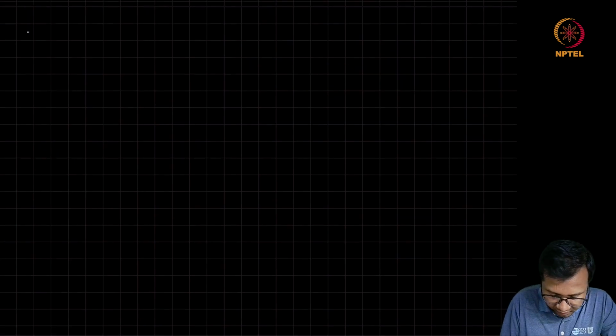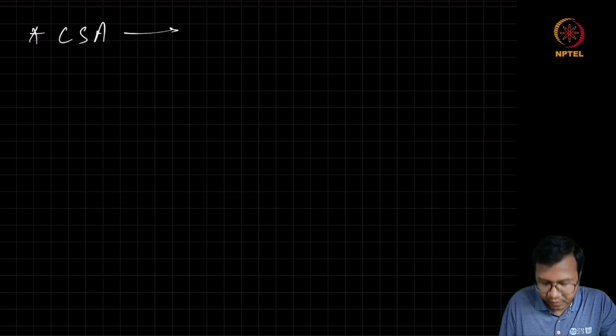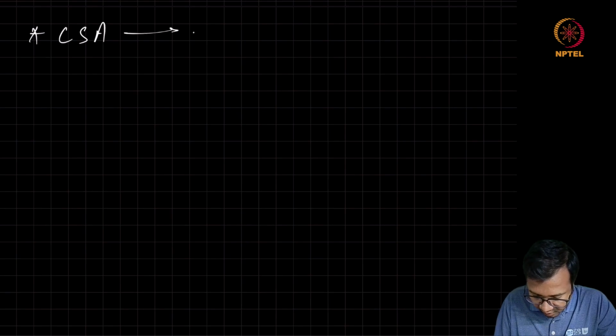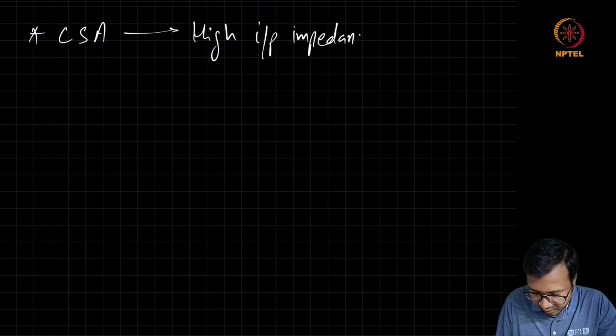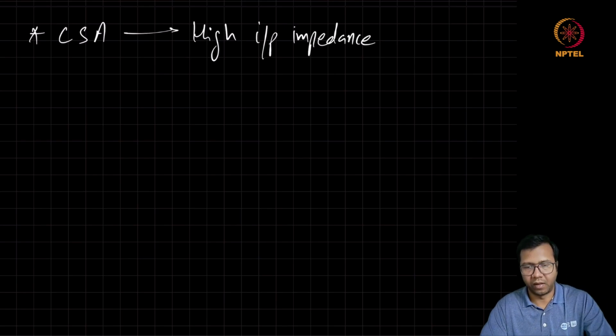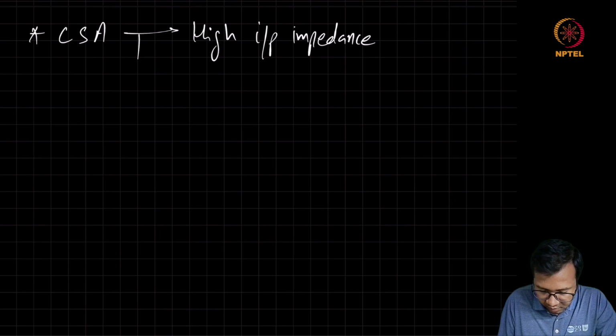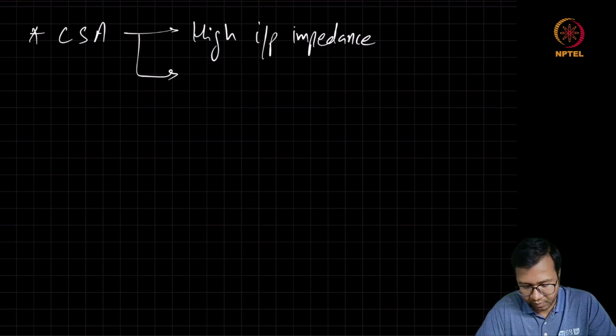We looked at the common source amplifier and we found that CSA is not suitable for LNA. First, it has high input impedance, mainly because we are looking at the gate. It also has an issue with the noise matching and the power matching.